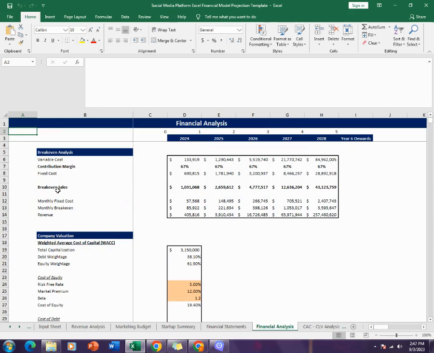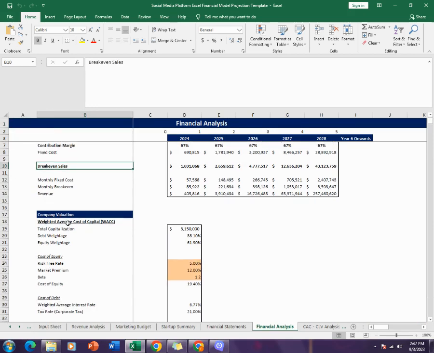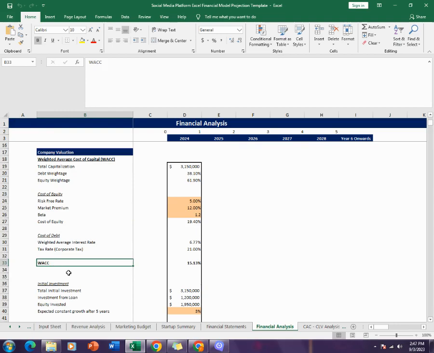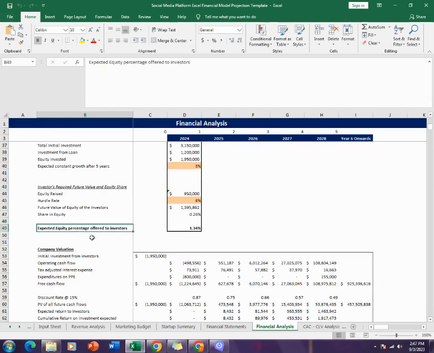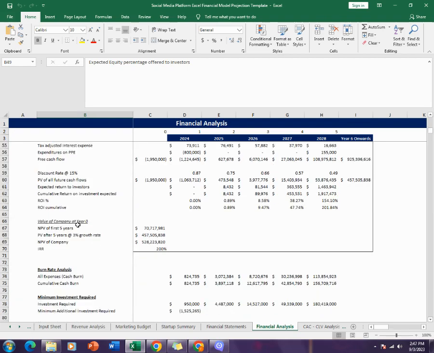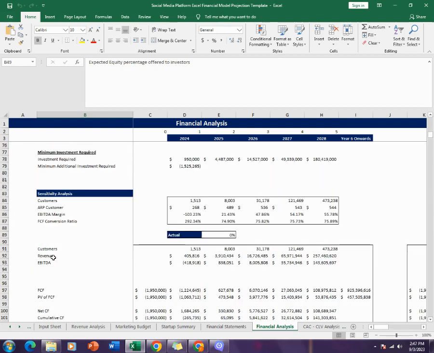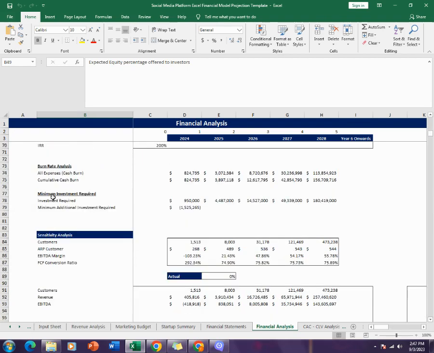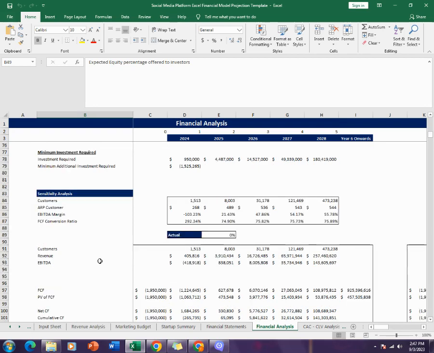Break-even analysis gives you the break-even sales of the company. Then comes the company valuation, which tells you about the WACC and the expected equity percentage that can be offered to the investors. It also tells you about the value of the company at year 0, and the burn rate analysis and minimum investment that would be required.